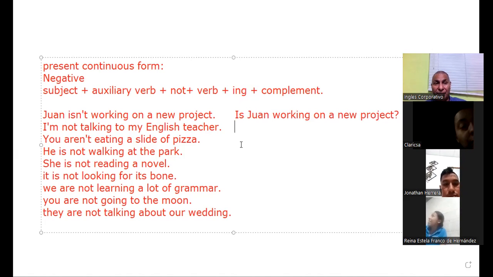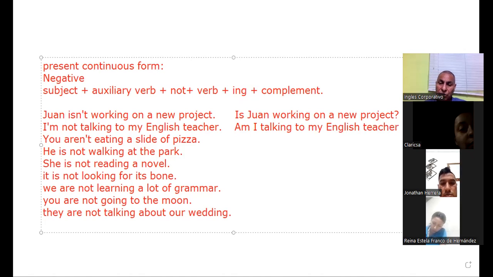Am I talking to my English teacher? Yeah, to my English teacher. Question mark, yes. ¿Y la otra sería? Acuérdense que una es afirmativa y la otra es negativa. Sería, I'm not.